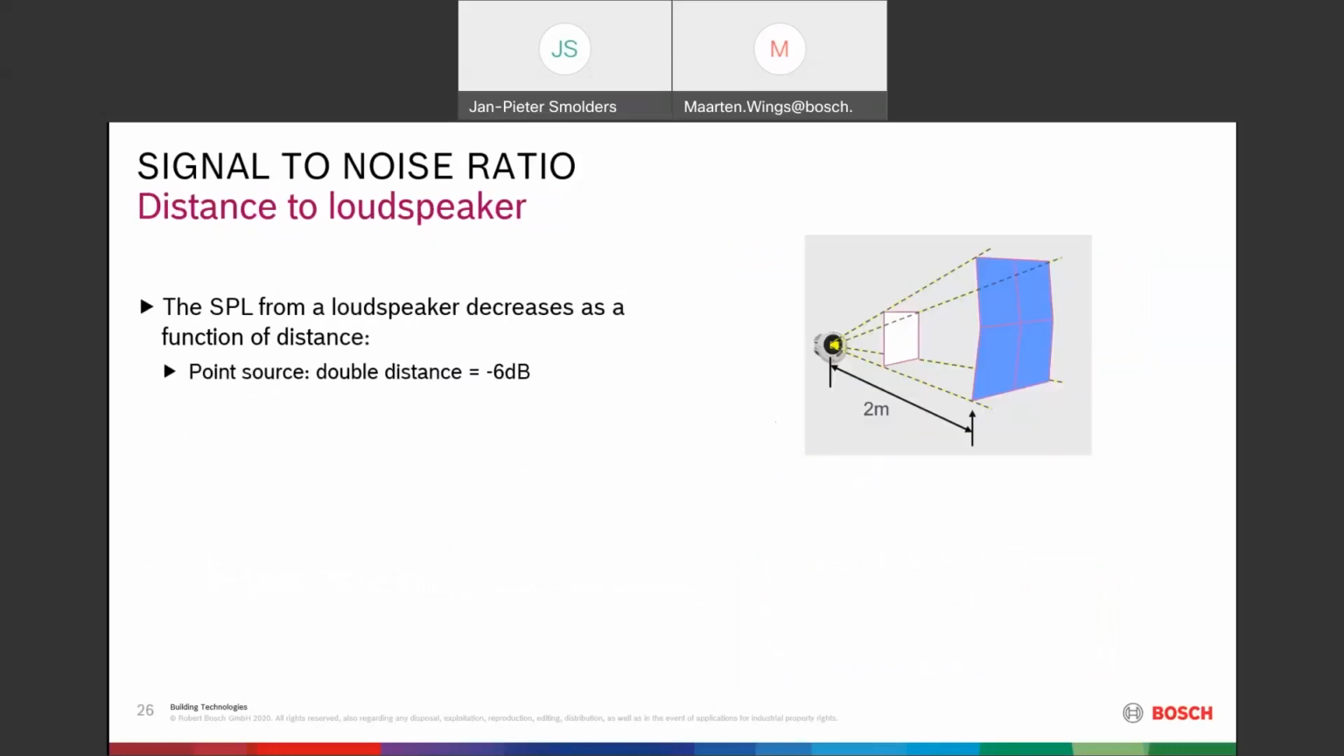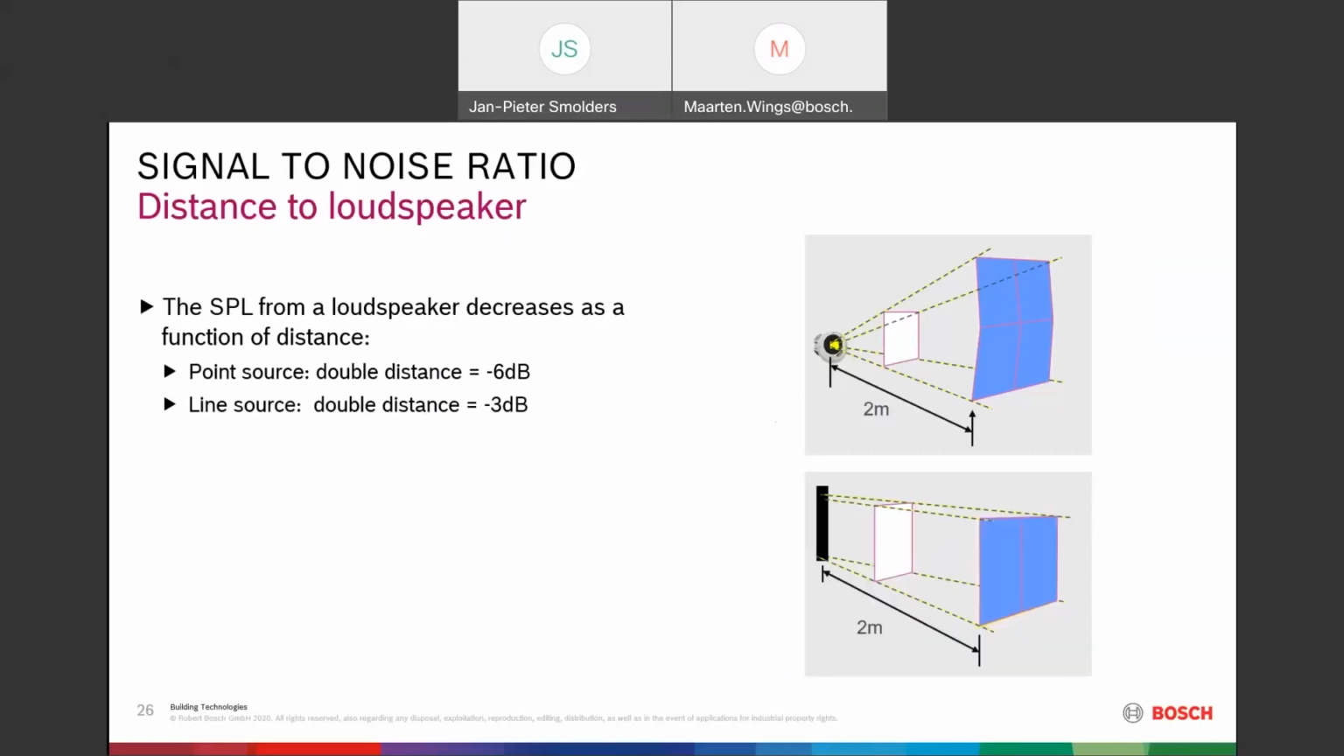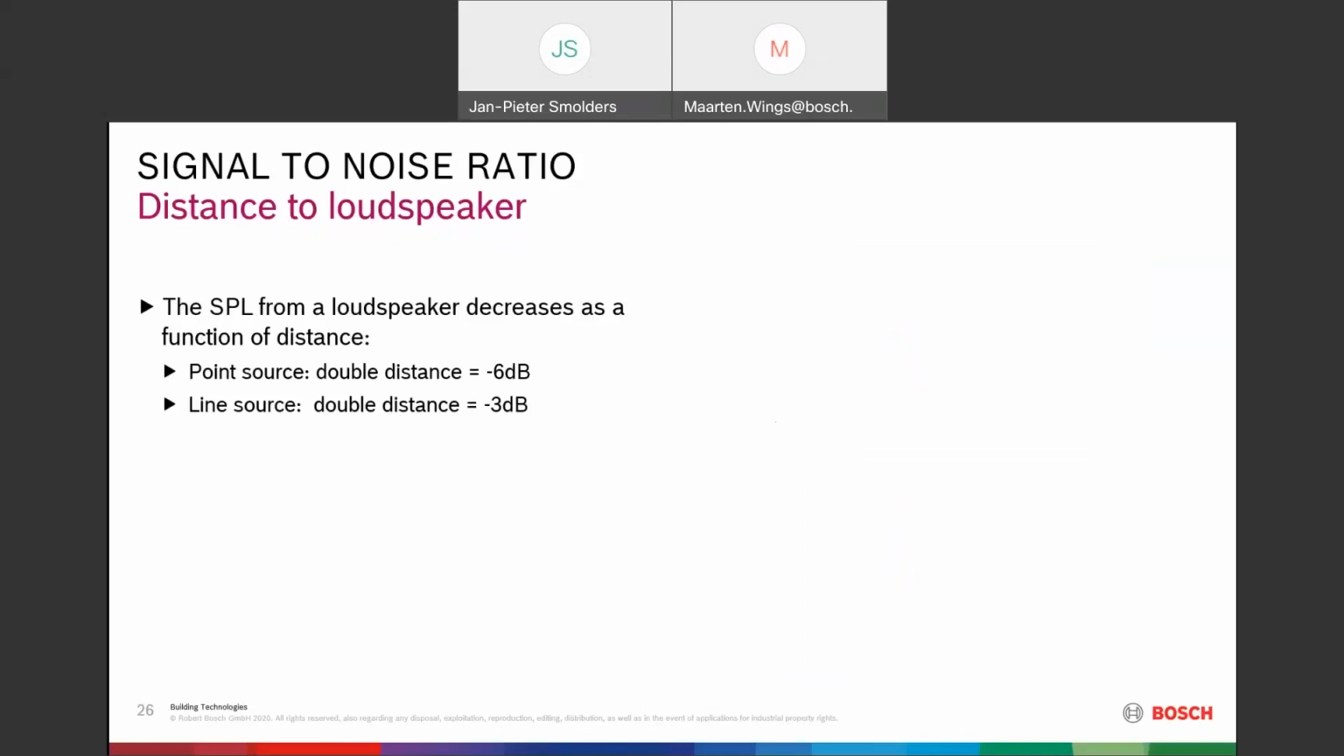Distance to a loudspeaker. Yeah, we have already talked about this. It's important to know the distance and the sound pressure level that a loudspeaker can deliver. For a point source, if you double the distance, like you see here on the right, the sound pressure level is reduced by 6 dB, and for a line source, like a column, it is only reduced by 3 dB, and that's due to the construction, like you see here on the right. The coverage of the sound of a point source is larger compared to a line loudspeaker.